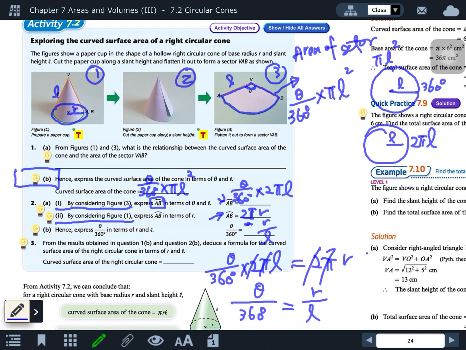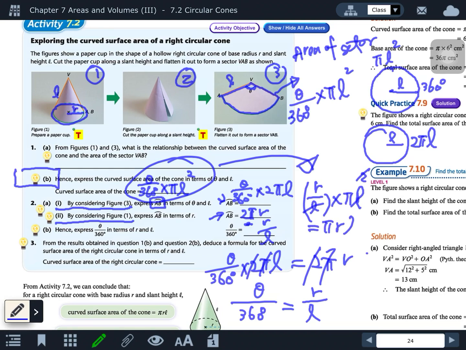So theta over 360 equals r over L. We put it back into the formula. So actually, in the second step, r over L times pi L squared: we cancel one of the L, we still have r, so we get the equation pi r L.